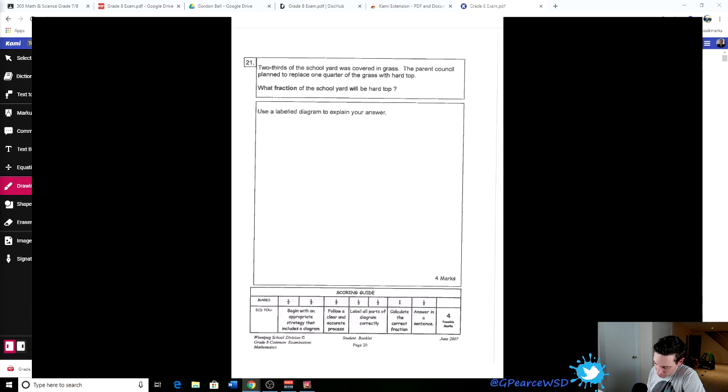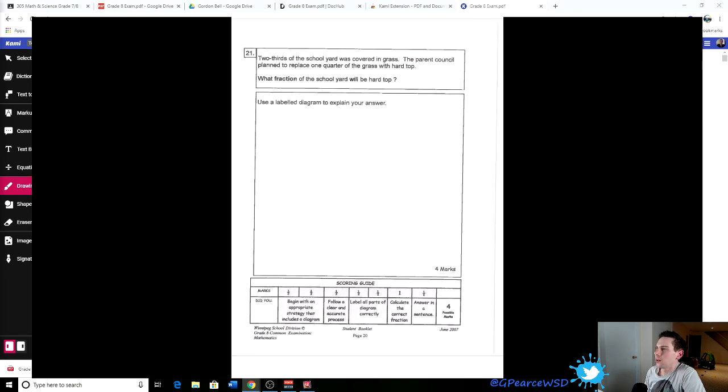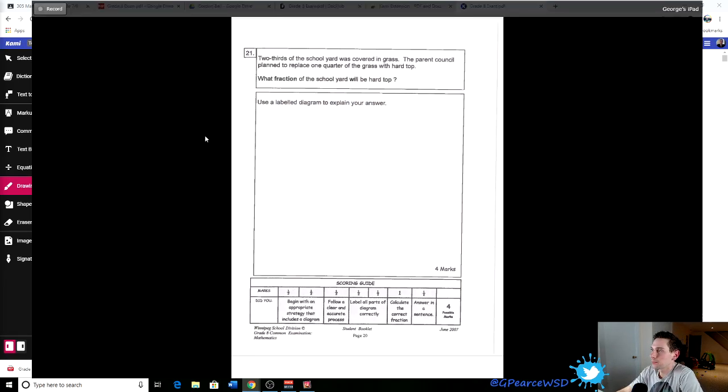2/3 of the school was covered in grass. The parent council planned to replace 1/4 of the grass with hardtop. What fraction of the schoolyard will be hardtop? 2/3 of the schoolyard was covered in grass, and then they're going to replace 1/4 of the grass with hardtop. So 1/4 of 2/3. No, 2/3 was already grass, and they're going to replace the remaining 1/3 with 1/4. So 1/4 of 1/3. All right.